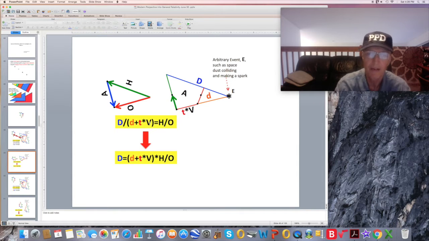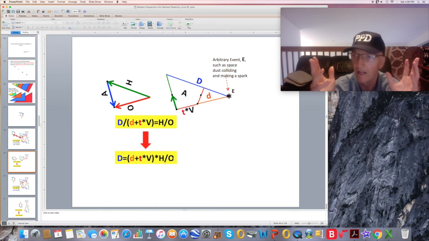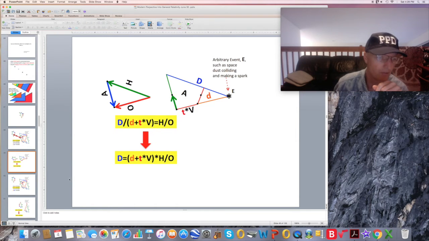I want to take that over to the other side, so I multiply both sides by D plus little red t times V. And what you get is D equals D plus T times V times H over O. That's the first expression of the Lorentz transformation, just like that. So let's do the next one now.